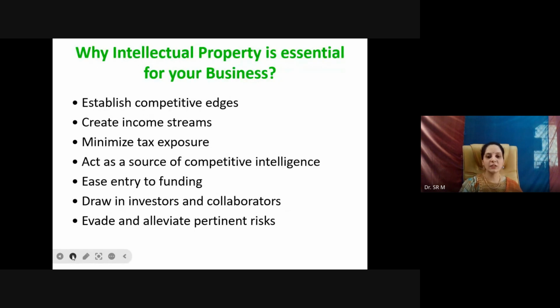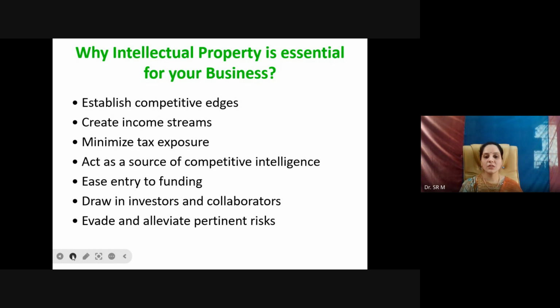Then ease entry to funding. A robust IP portfolio enhances your business credibility, especially when you're trying to seek some kind of financing from outsiders. Whether they are lenders or investors, they are more likely to support your ventures if you have valuable and protected intellectual assets, right? Because these valuable intellectual assets demonstrate your strong market position as a business.